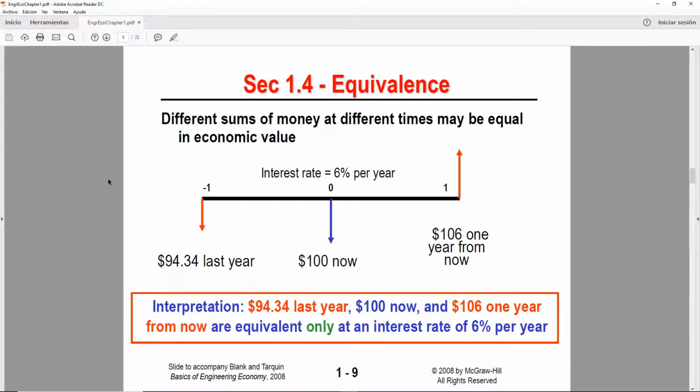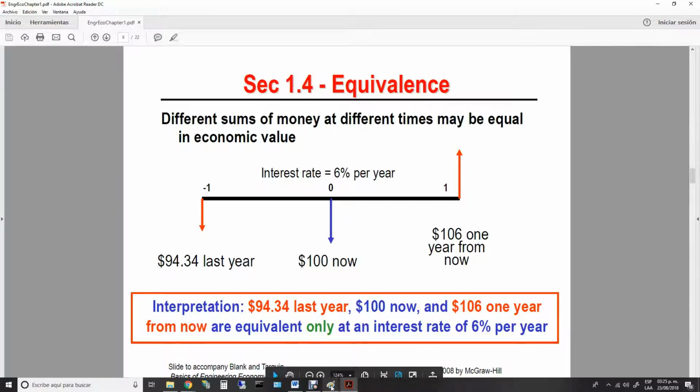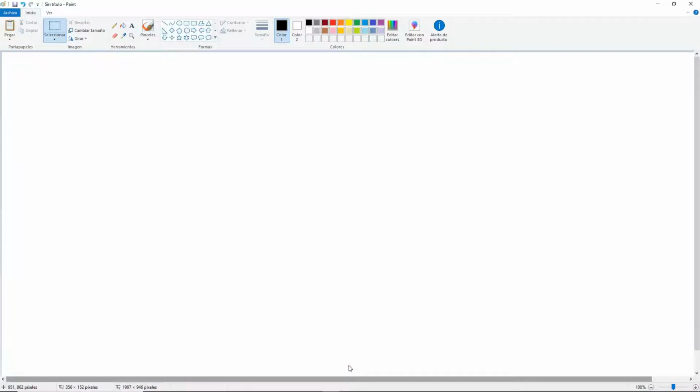Before starting with example 1.3, I want to explain what the term equivalence means in engineering economics. So you have this diagram on slide 1-9 that I will be recreating in my notes. For your reference, I'm just going to note down that this is from slide 1-9. Okay, so let's draw the diagram here.